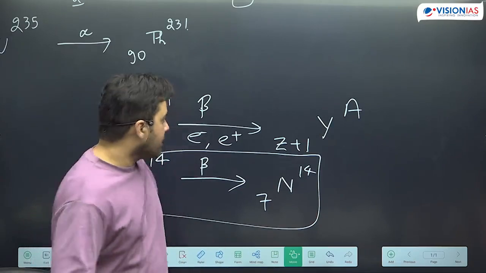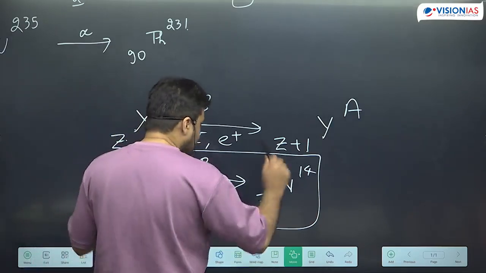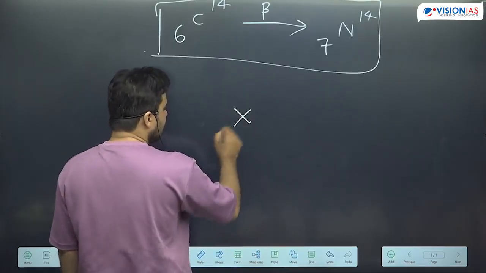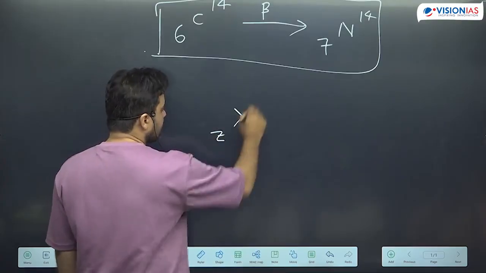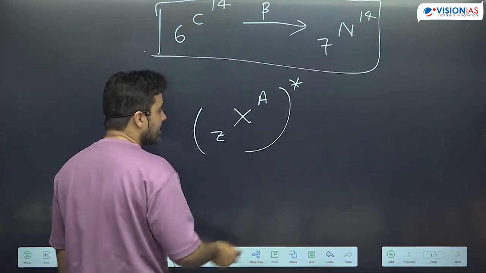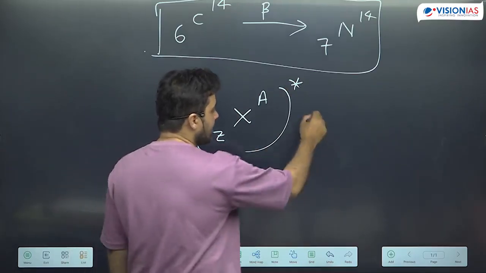But gamma radiation is not some combination of protons and neutrons and electrons. Gamma radiation, suppose again I start with some X, atomic number Z, A. I'm going to use a star here. Star here signifies that it has a lot of energy. It emits gamma.